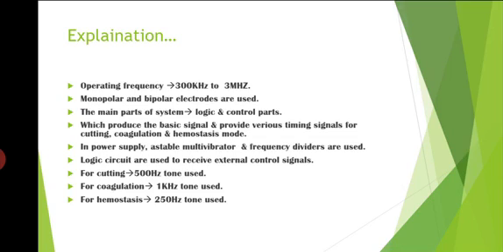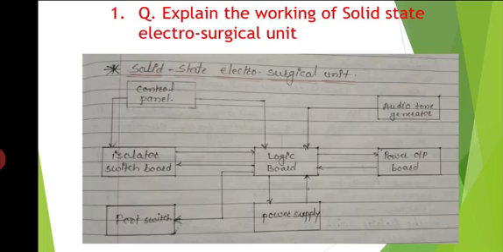The heart of the system is the logic and control part, which produces the basic signal and provides various timing signals for the cutting, coagulation and hemostasis modes of operation. In the power supply, an astable multivibrator and frequency dividers are used.